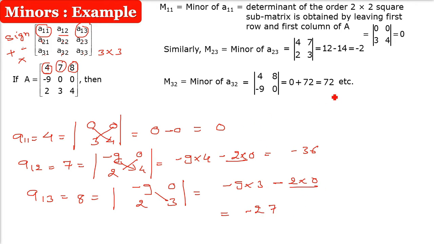So what we found out, for the first row I gave you an example. For 4 the minor is 0, for 7 the minor is negative 36, for 8 the minor is minus 27. And this can be done for each and every element in this matrix.